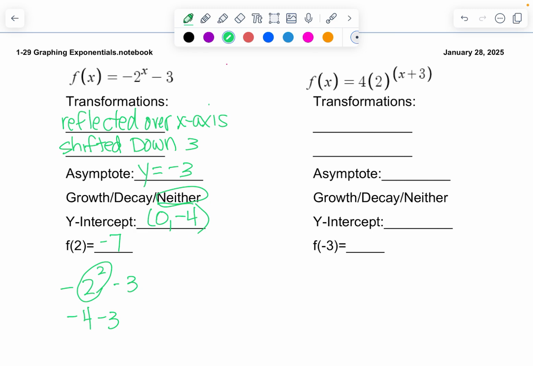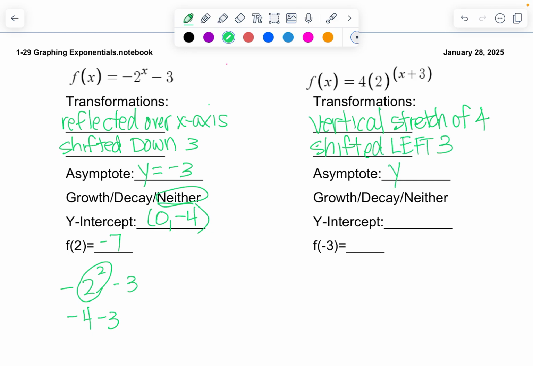Again, you can also put that into the calculator and look where the x is 2, look what its y value is. Okay, this next one, we have a vertical stretch of 4. That's what the 4 in the front does. And then we have a shift left 3.